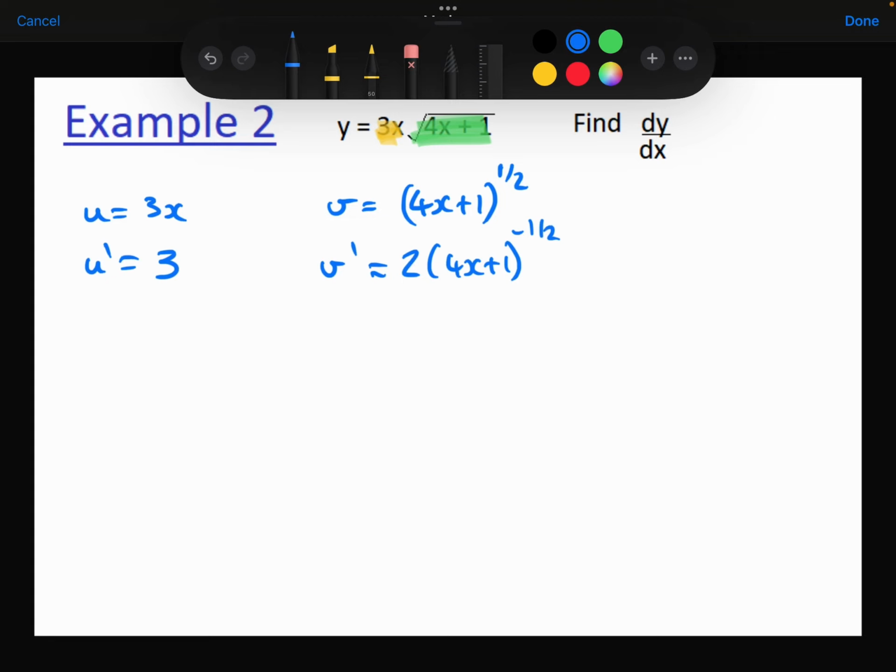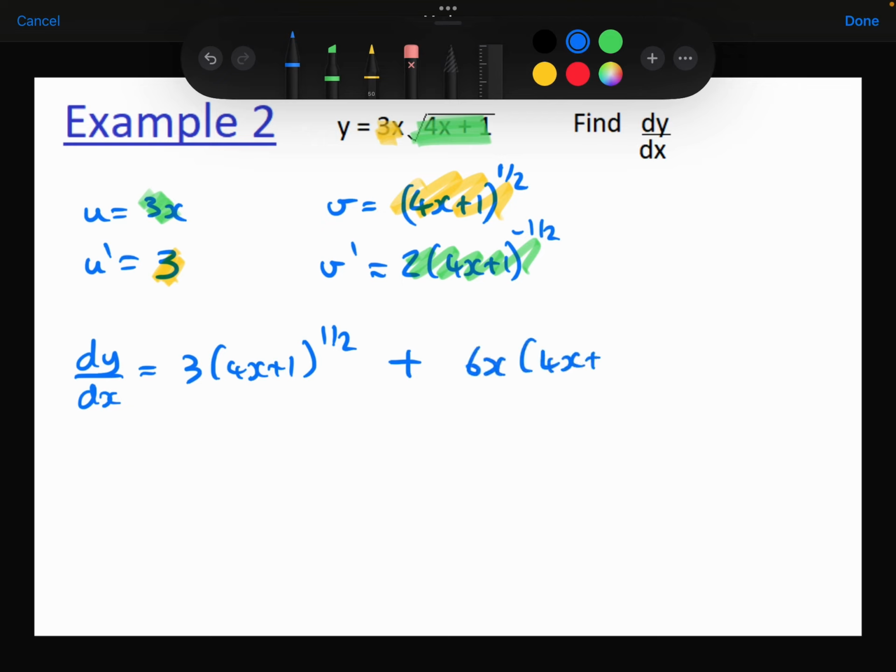Right, so let's now apply the product rule. So we're going to have u dash times v plus v dash times u. So the 2 times the 3x is 6x. And we've got the 4x plus 1 to the power of minus 1/2. So we've differentiated it. This is the gradient function.